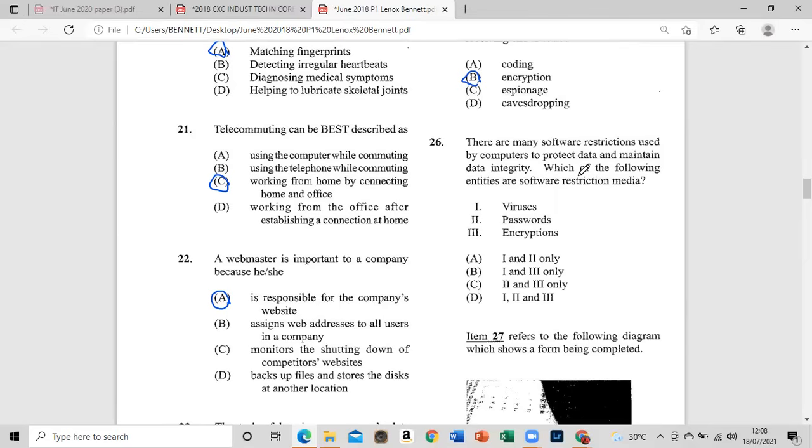Now, we did this on the 2020 paper also. So all we have to do is just exclude the virus. So it will be 2 and 3. So in this case, it is C. Virus is not a part of it.